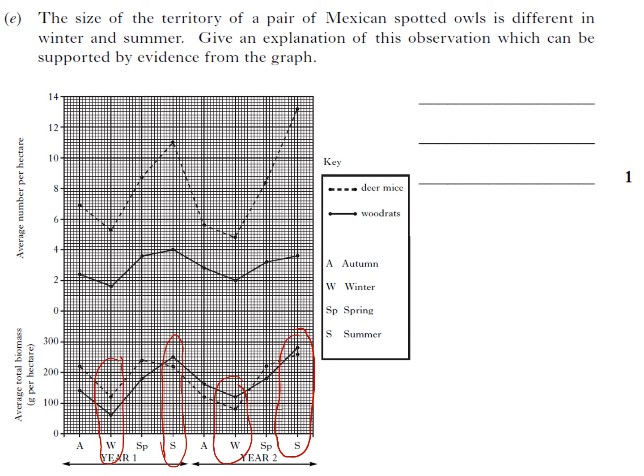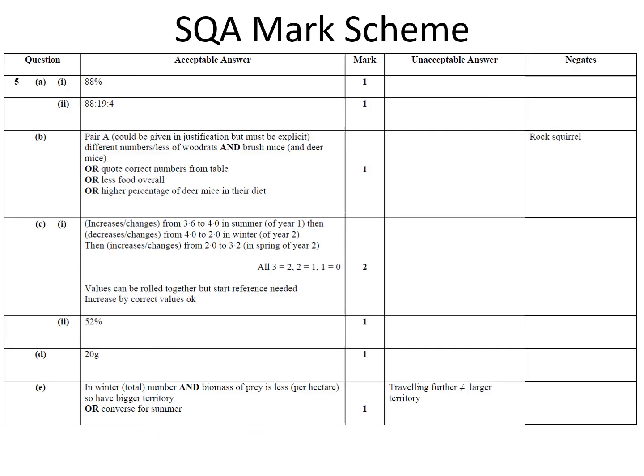I think there is quite an obvious difference between them. In the winter, there is less food around than there is in the summer. So if you are a hunting animal, you're going to have to cover more ground in the winter to pick up the same amount of food. And that's what you have to explain. Here is your SQA Mark Scheme. Look at it carefully, make sure that you're happy that you would have got all the marks, and that's it.